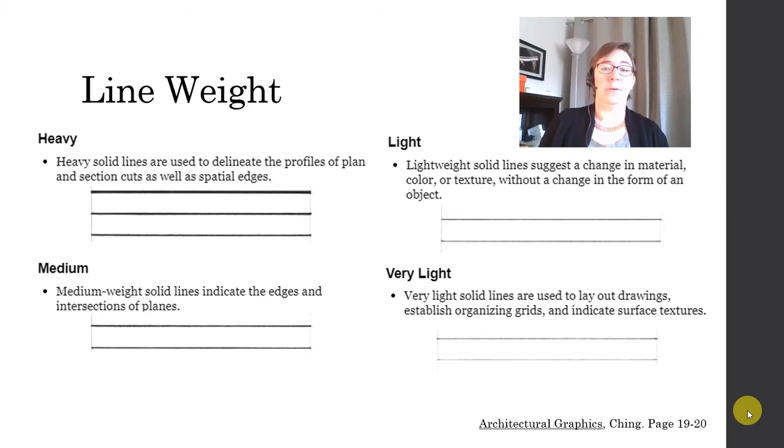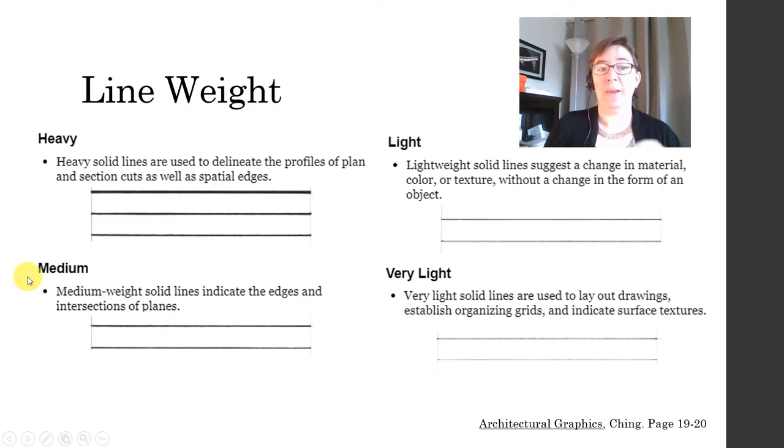Here's another source to learn about line weight. In this case, this particular author kind of categorizes line weights as heavy, medium, light, and very light. Heavy lines are used to delineate or show the profiles of plan and section cuts. So anywhere where you cut through things, for example, in a plan, you're actually cutting through the walls, remember, and looking down. And so you would use heavy lines.